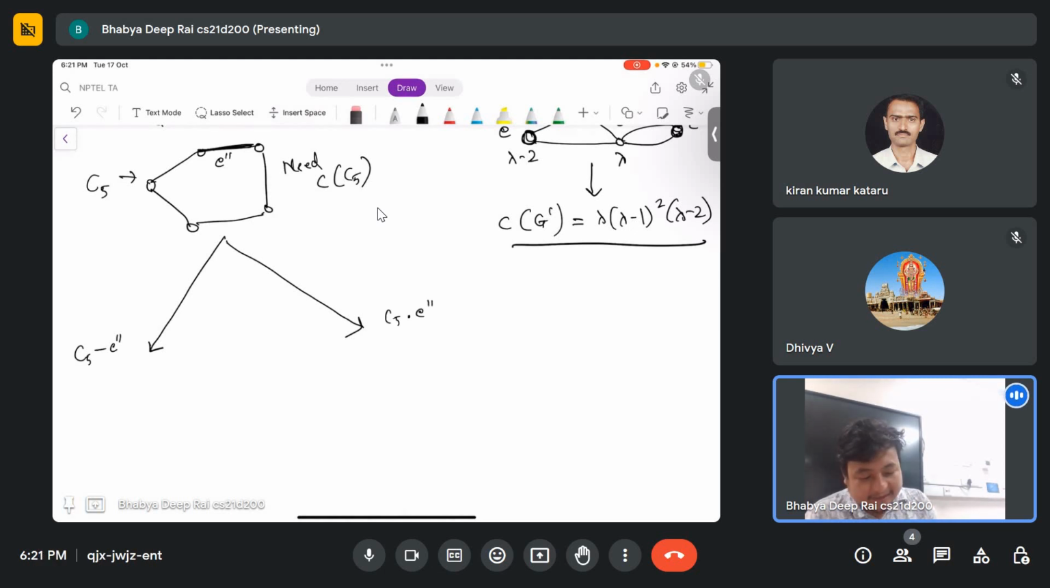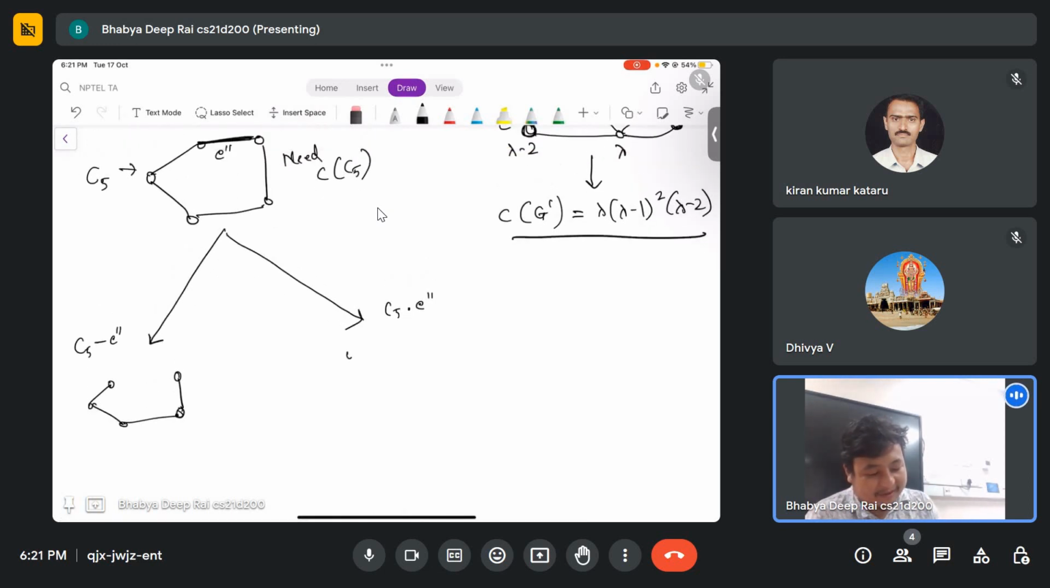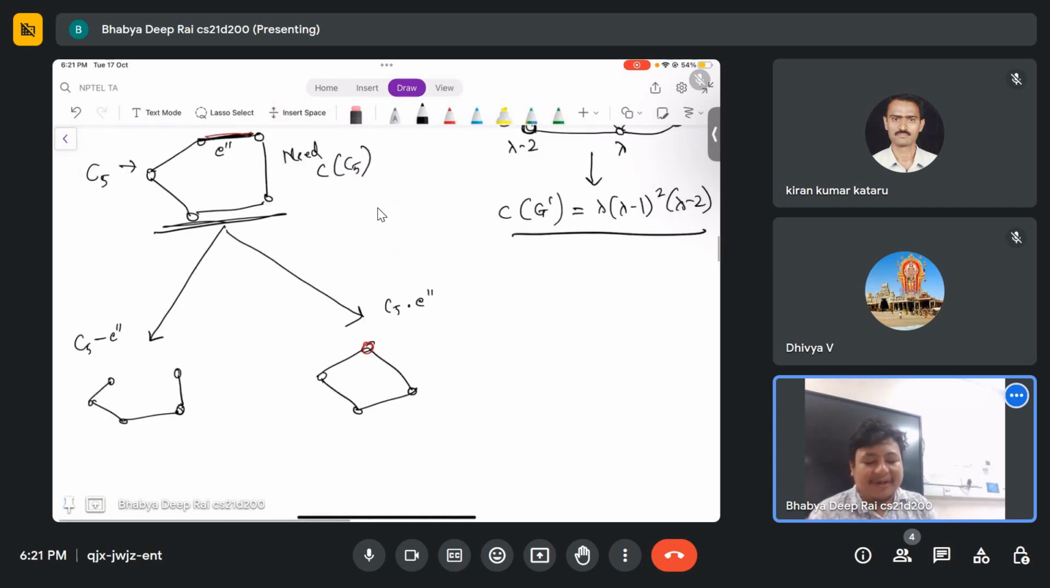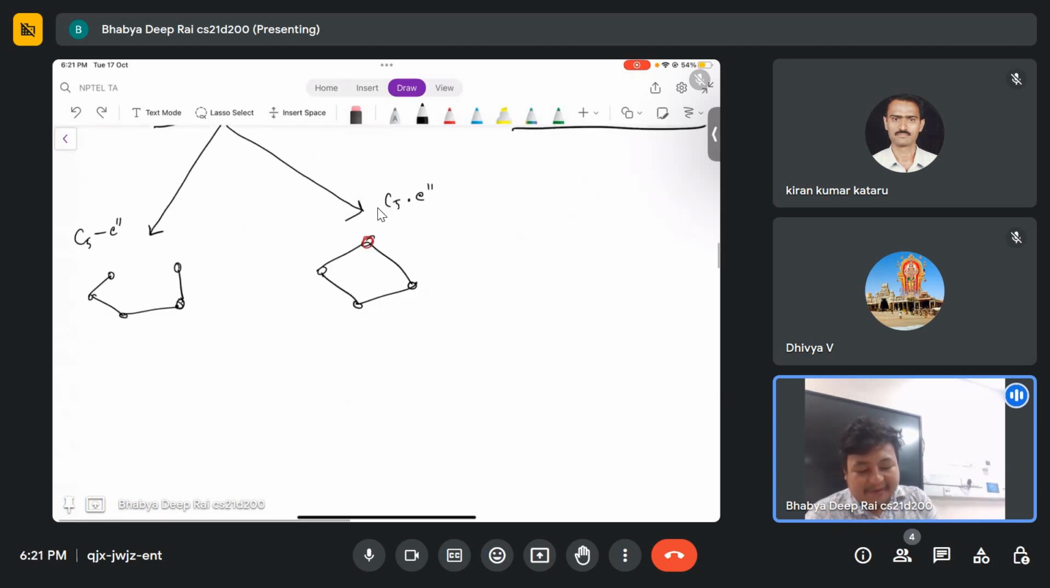So let's see what it looks like. C5 minus E double prime looks like this. And what does C5 contract E double prime look like? This is what we get after contracting. Well, now if I need to find the chromatic polynomial for C5, I need to find the chromatic polynomial for this one and then subtract. And how do I find the chromatic polynomial? Well, the first one is a path. So we know that previously we've seen for a path, it's quite simple.